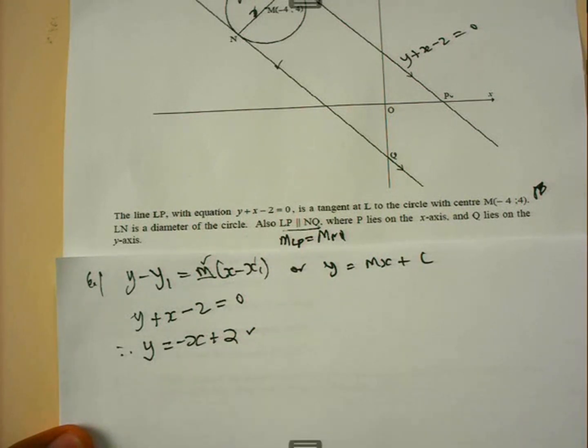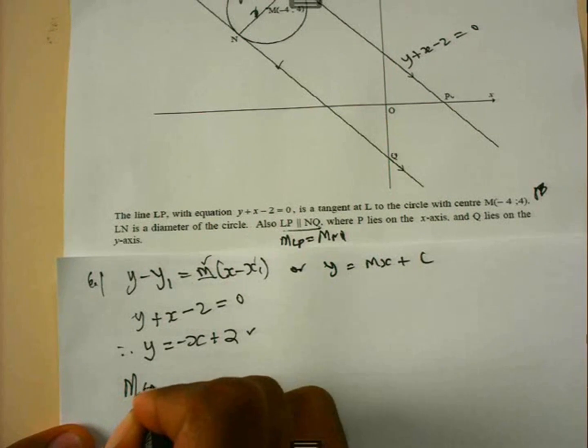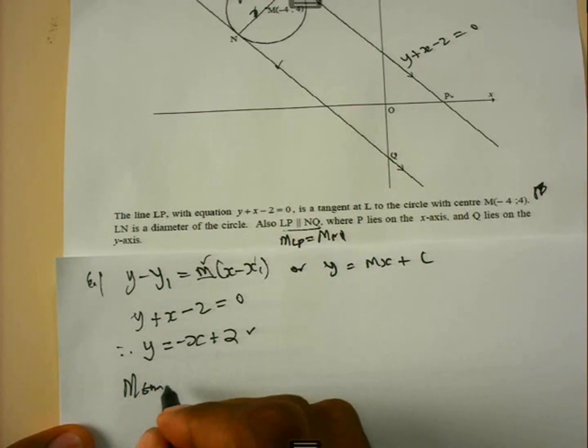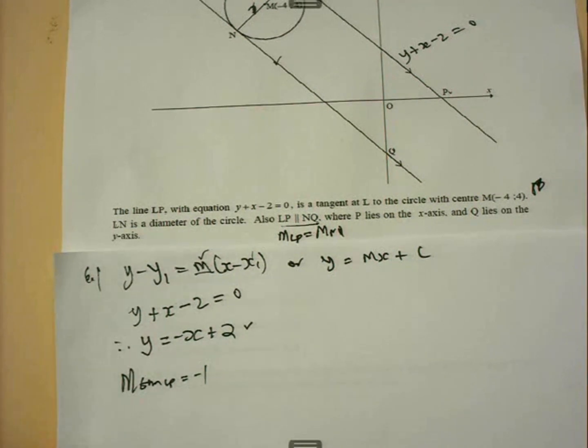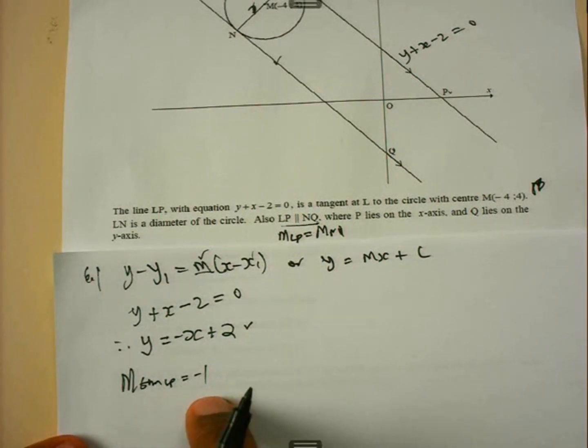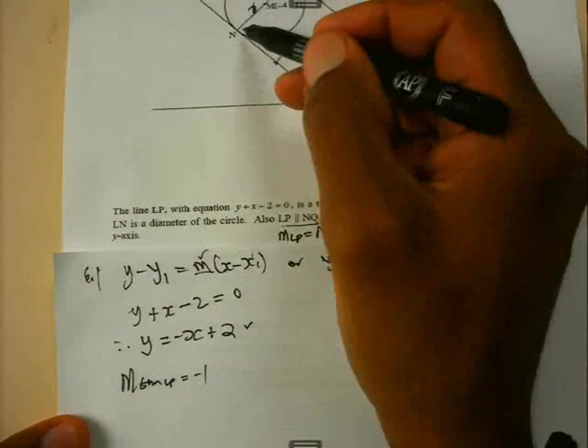Now you can see we have our equation in the standard form. Then immediately from here I can see that the gradient of the tangent LP is equals to -1. If the gradient of the tangent LP is equals to -1, what is the gradient of the radius? What is the gradient of the diameter?